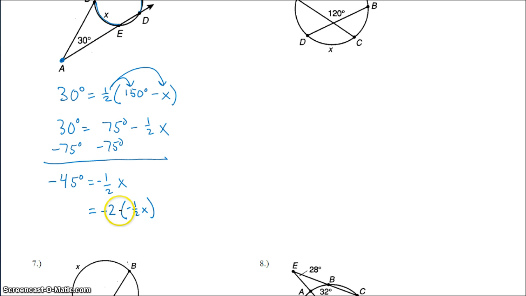I want you to get in the habit of multiplying by the reciprocal. When we multiply by the reciprocal, our math is actually a little bit easier. -2 times -1/2 is +1. -2 times -45 is +90. So x equals 90 degrees.